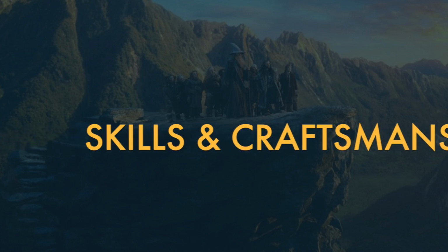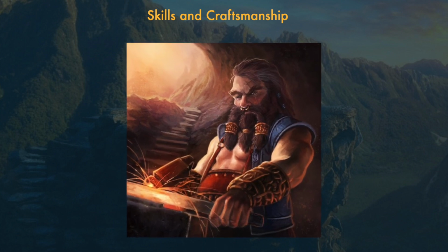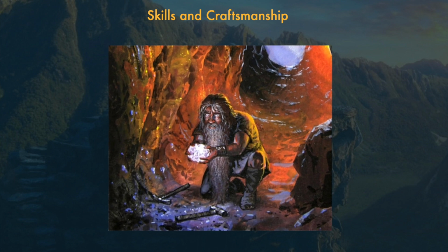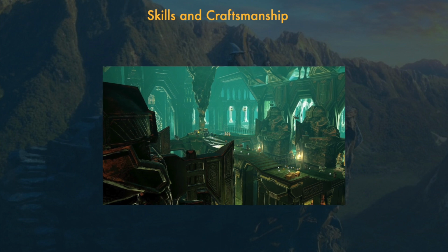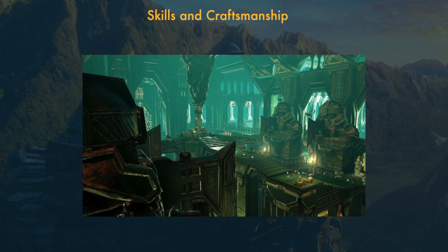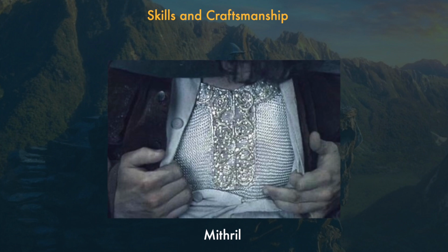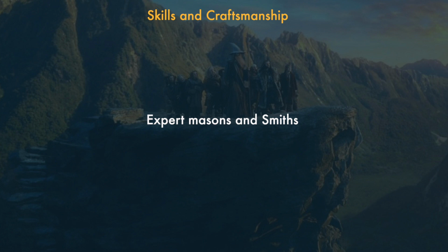Since they were created by Aulë, the dwarves were taught special skills by the Vala, and thus spent most of their time crafting, smithing, and mining. They were some of the greatest miners ever to exist in Middle-earth. The dwarves of Khazad Dûm are known to have found mithril, a rare and precious metal, in the mines of Moria. They were also expert masons and smiths.